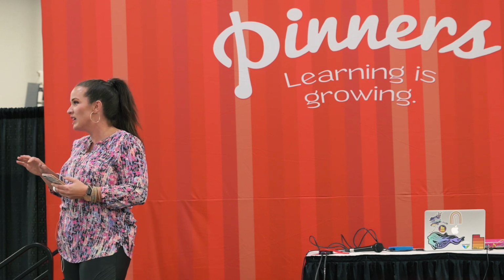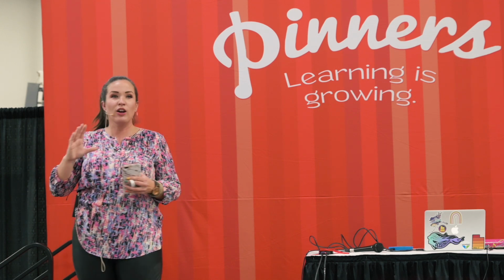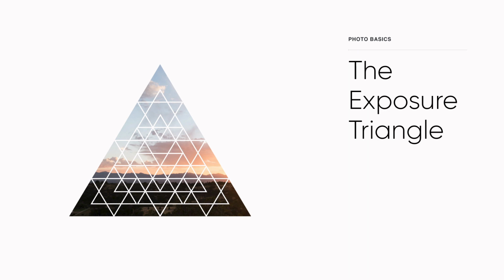Okay, next slide. We're going to talk about the exposure triangle. There are 3 pieces to this exposure triangle to get correct exposure. Now, feel free, yes, take pictures of this slide whenever you need to. Love it. And if you have your camera out, you can get it out and we can talk about what to change when. But if not, just keep taking pictures and we'll just keep going.